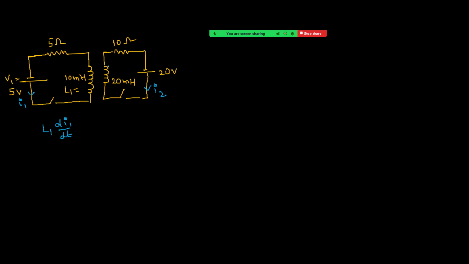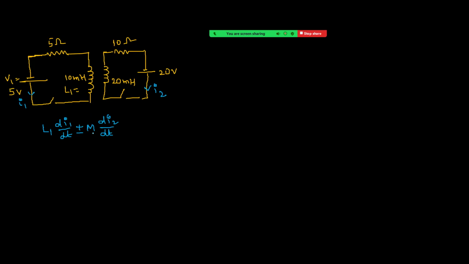But we have to see there is one more coil closer to this one. Therefore, because of the change in current in the second circuit, an EMF is induced in the first circuit. And that is given by, I am writing here, plus or minus M into dI2 by dt. Because the current change is in the second circuit, an EMF is induced in the first circuit.